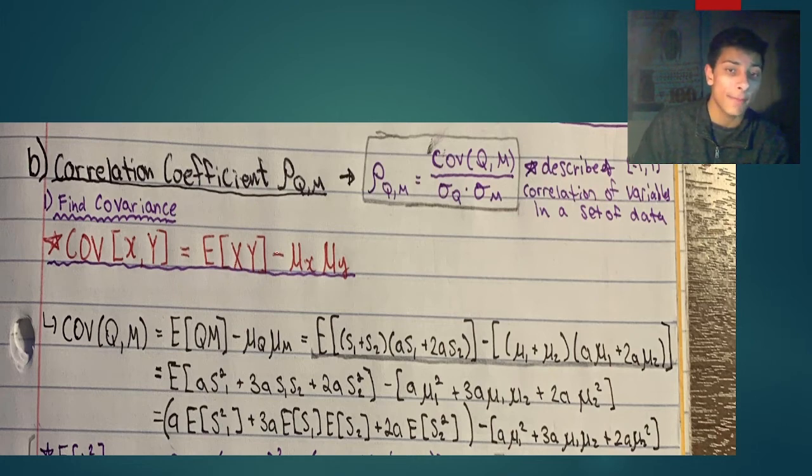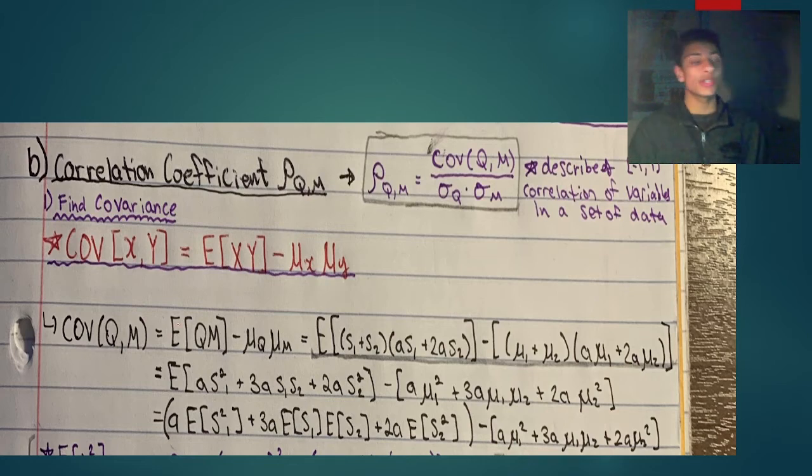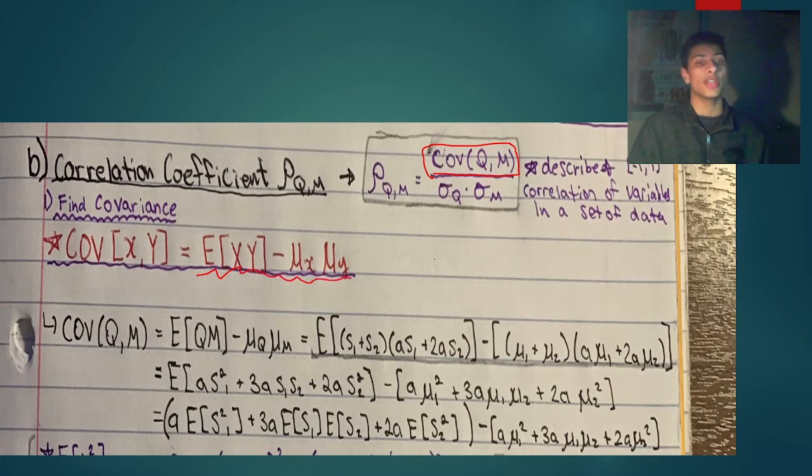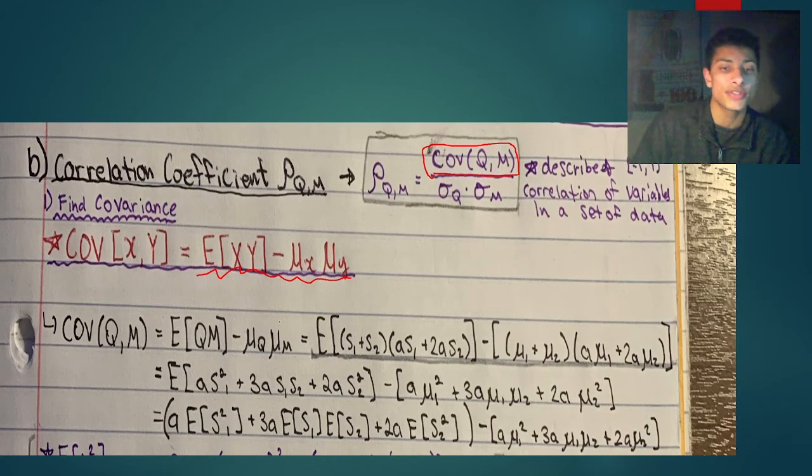So the covariance between two random variables is going to be the expected value of the product of these two random variables minus the product of their means. So we're going to start off, in order to solve this correlation coefficient, by finding this top part here, the covariance, which is going to be equal to this equation right here. This is a super important equation which describes the covariance of these two variables. So we have that the covariance of Q and M is the expected value of Q times M minus the mean of Q times the mean of M.